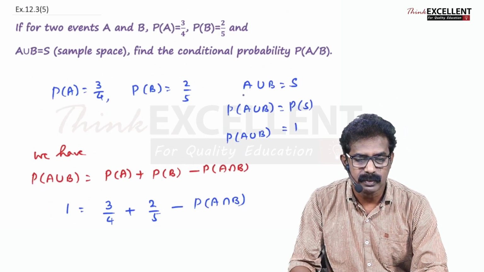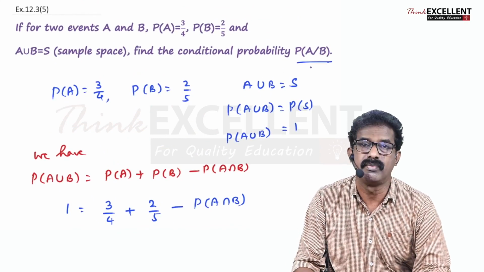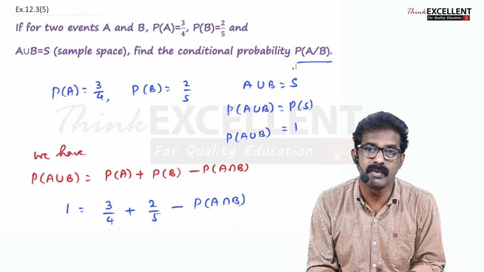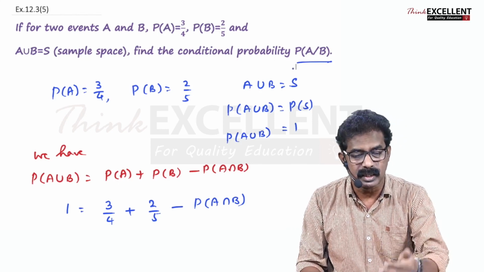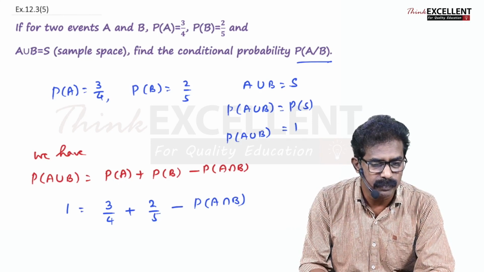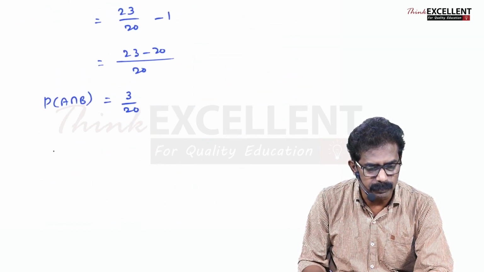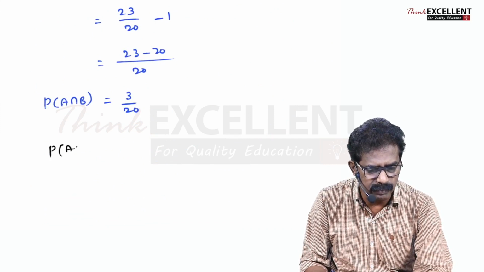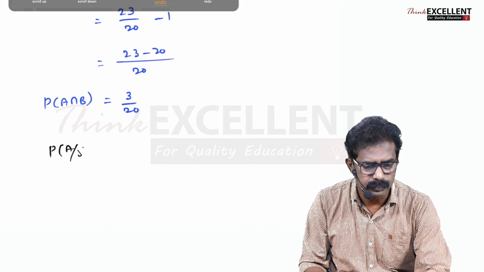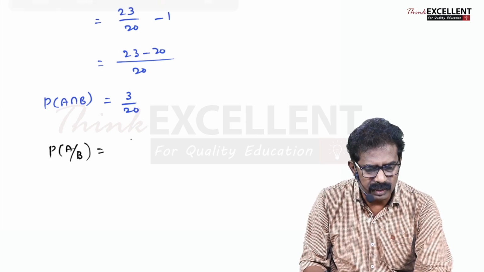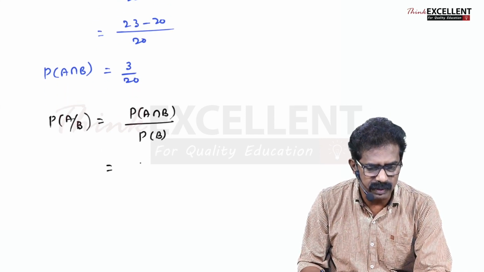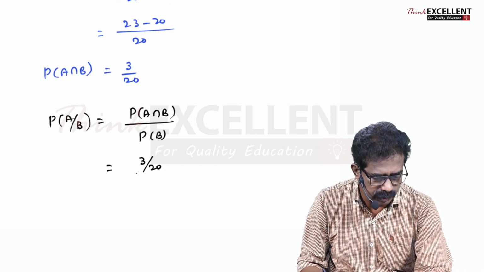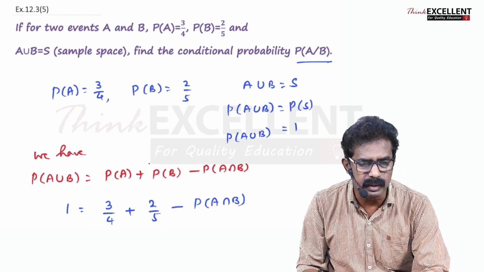But what they asked is to find P of A given B. What is the formula for P of A given B? P of A intersection B by P of B. So we want P of A intersection B. That's the reason we got all these things, okay? So they asked to find P of A given B. So P of A given B, the formula, P of A intersection B divided by probability of the denominator, that is B. P of A intersection B is 3 by 20 divided by P of B, it is 2 by 5.